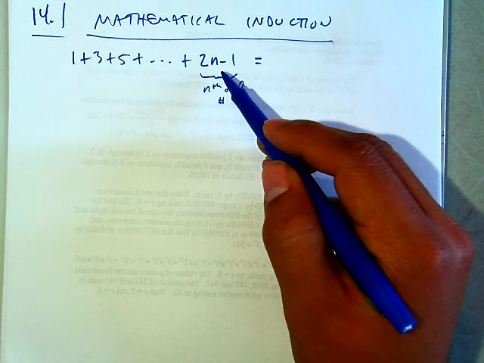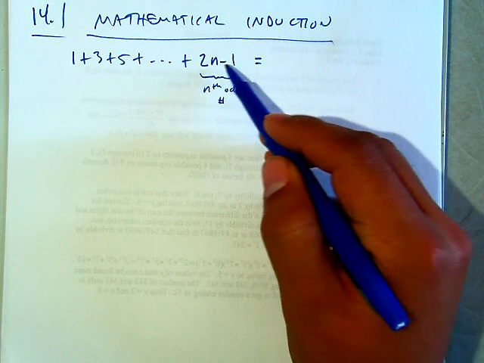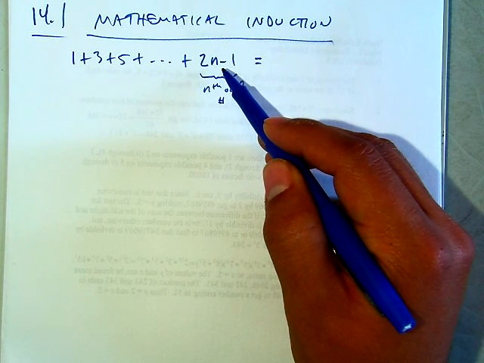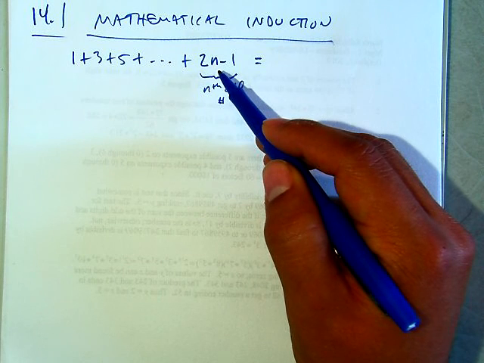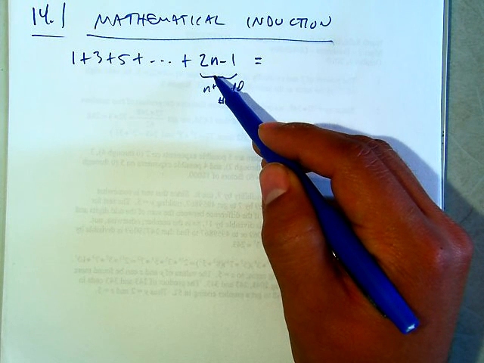So if I told you to add the first 5 odd numbers, if you plug in 5 into here, 2 times 5 minus 1 is what? 9. So that means you would stop at 9. You'd do 1 plus 3 plus 5 plus 7 plus 9. Figure that out. Does that make sense?